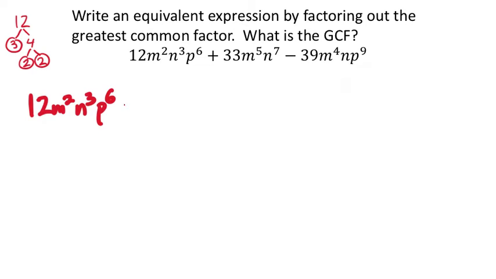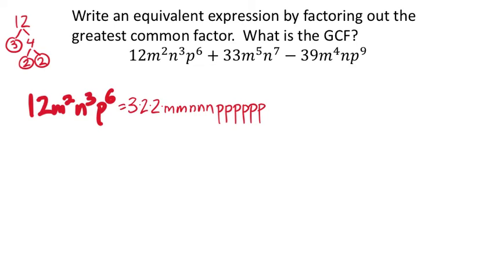And so what do we got here? We got 3 times 2 times 2, and then we got 2 m's, 3 n's, and then 6 p's. Dang it, a lot of p's there. 1, 2, 3, 4, 5, 6. There we go.